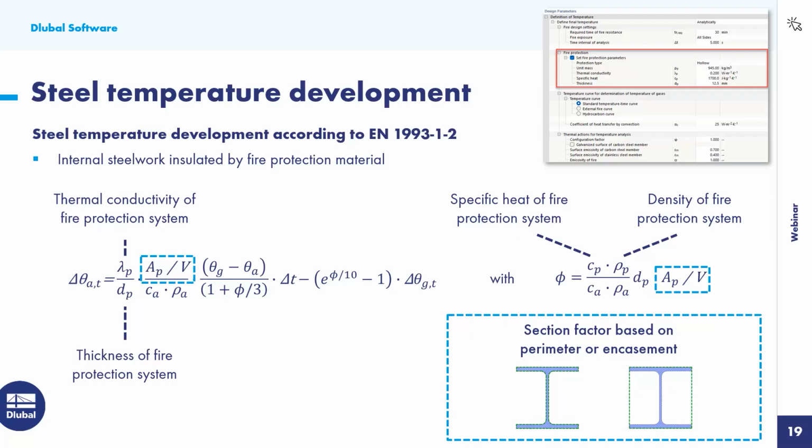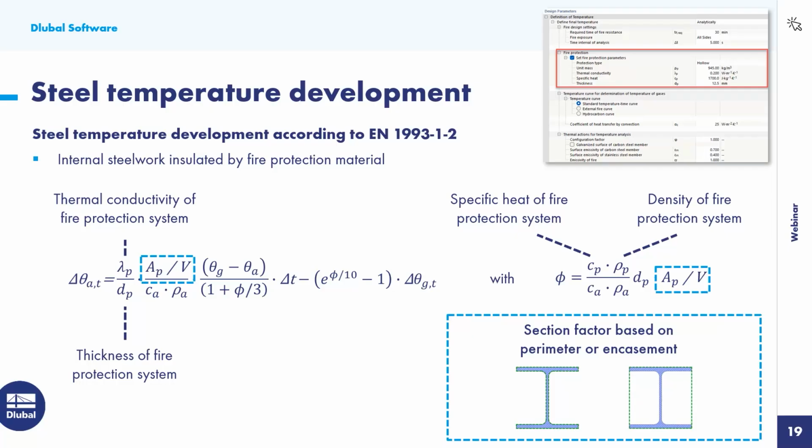We can take into consideration spray, plaster, or board encasement, and such systems can be taken into account by using an alternative formula provided by Eurocode 3 Part 1.2 for the temperature development in internal steelwork that is insulated by fire protection material. In addition to some of the parameters that we have already introduced earlier, the properties of the fire protection system are also taken into account. So we have the thermal conductivity of the fire protection system, the thickness of the fire protection system, and the specific heat and the density of the fire protection system.